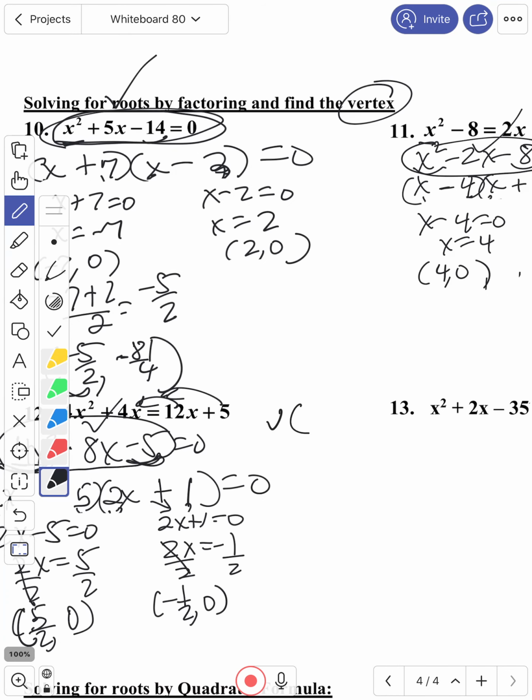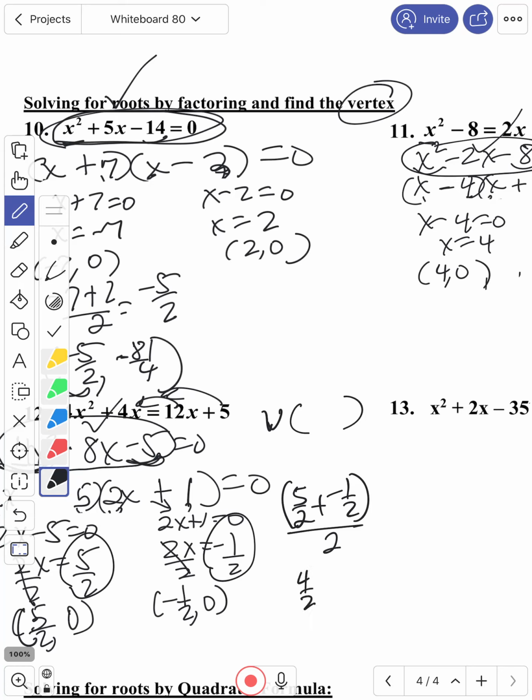Now I'm going to find my vertex. I'm going to average these two zeros, add them together, and divide by 2. If you're doing it on your calculator, put the top in parentheses. 5 halves plus negative 1 half is 4 halves over 2. 4 halves is 2 over the 2. So my vertex is 1 comma something.